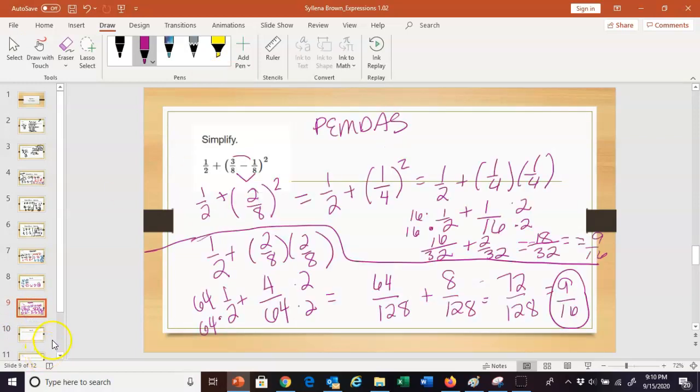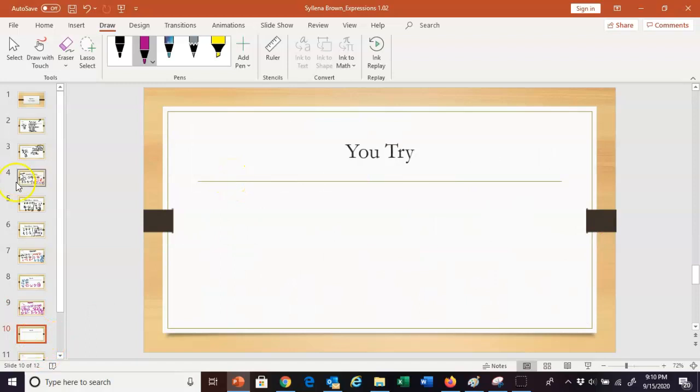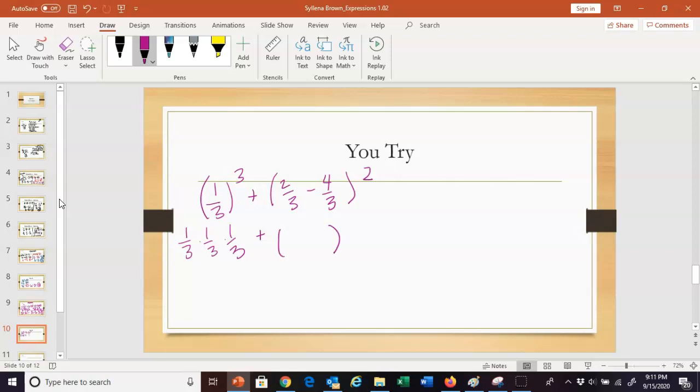All right, now let's have you try one. 1/3 cubed plus 2/3 minus 4/3 squared. Okay, this is where you press pause and you try it on your own paper. So the cubed makes us write 1/3 3 times. We're going to go ahead and subtract the fractions because the denominators match. We can subtract the top numbers, the numerators. So you get -2 over 3 squared.